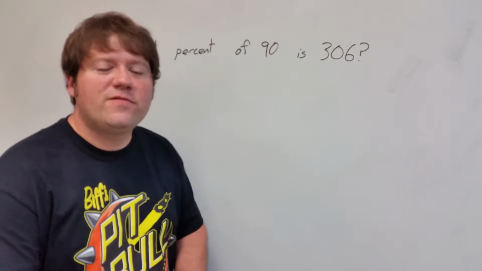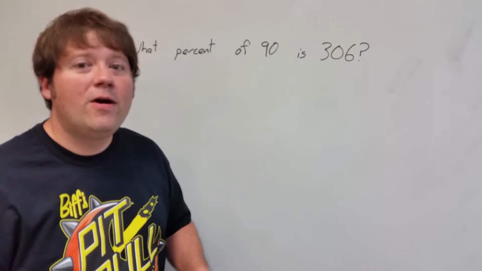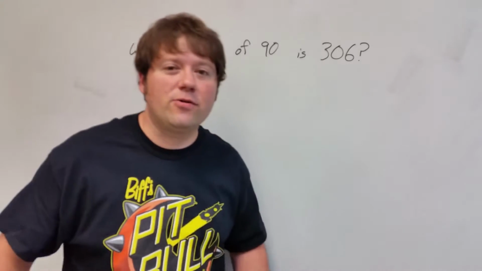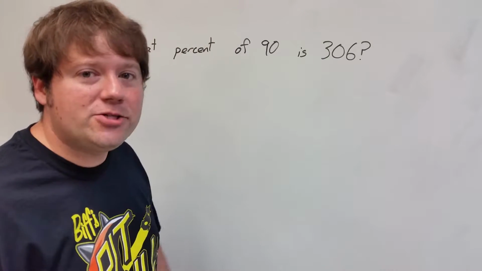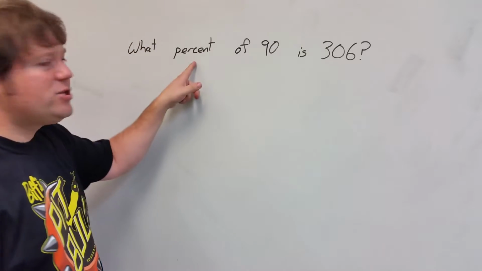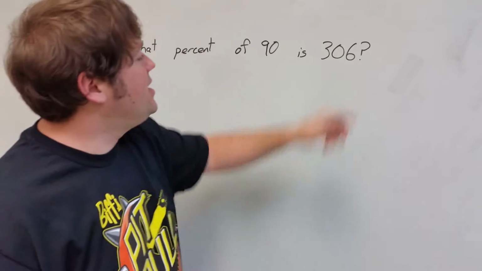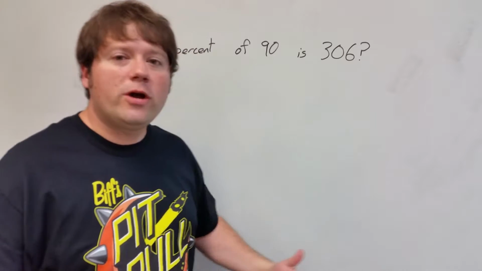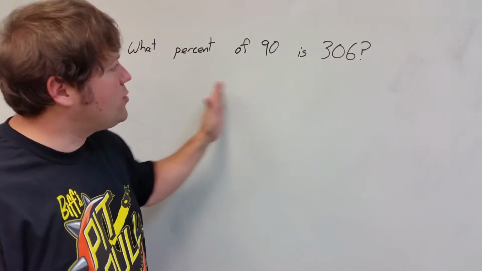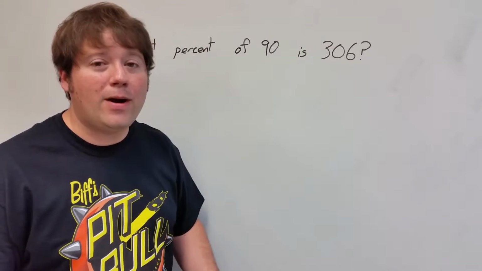Here's one of our examples of a percent greater than 100. At least it's going to turn out to be a percent greater than 100. We don't actually know what it is yet. The problem asks what percent of 90 is 306. So we're going to have to do like before. We're going to have to rewrite this problem as a math problem.